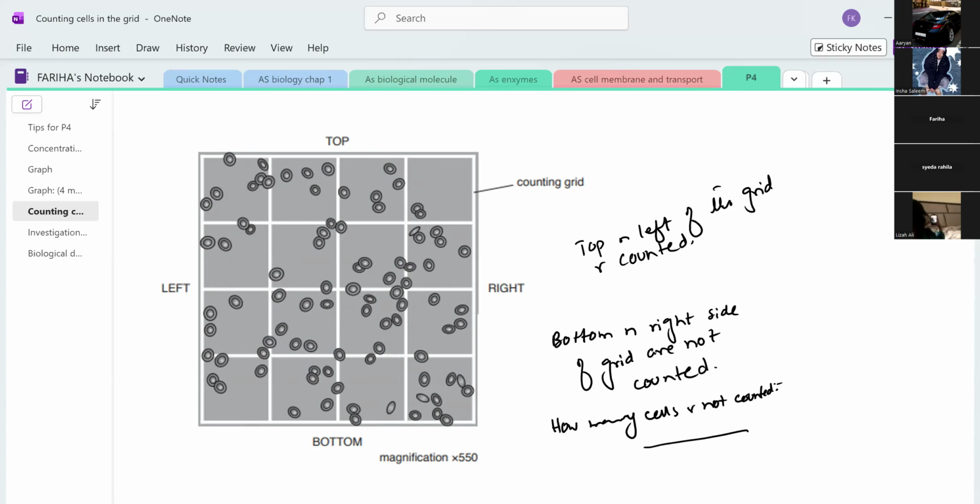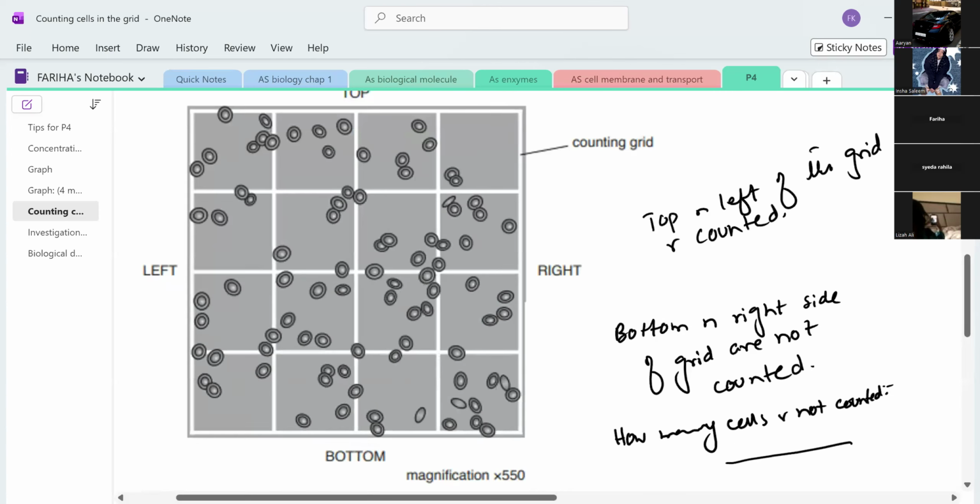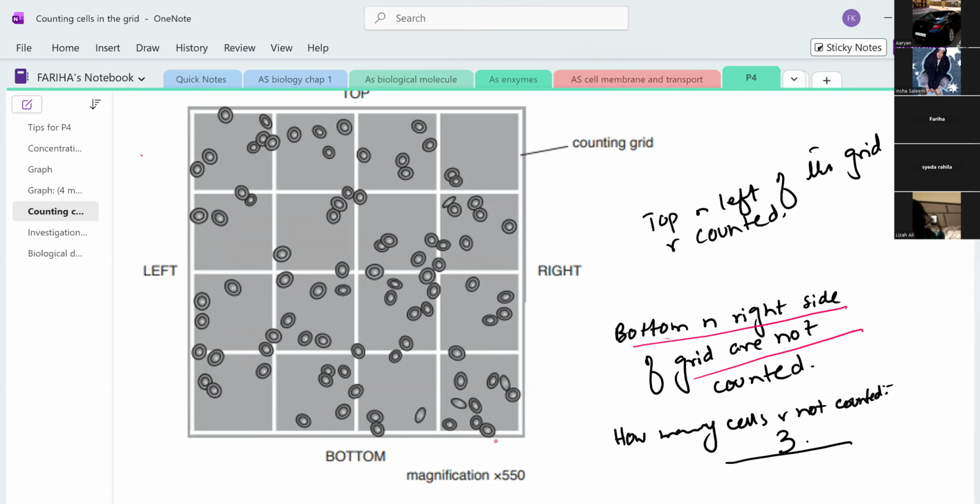Miss, is it only 4? I'm counting 3. Very good, excellent. It's 3 only. Very good. Why, Aryan? Why 3? Miss, one at the bottom, one above the M, one. Because the examiner has said that the bottom and right side of the grid are not counted. So this is the bottom and right side. 1, bottom 2, and right side 3. So only 3 cells are present on the bottom and right side.